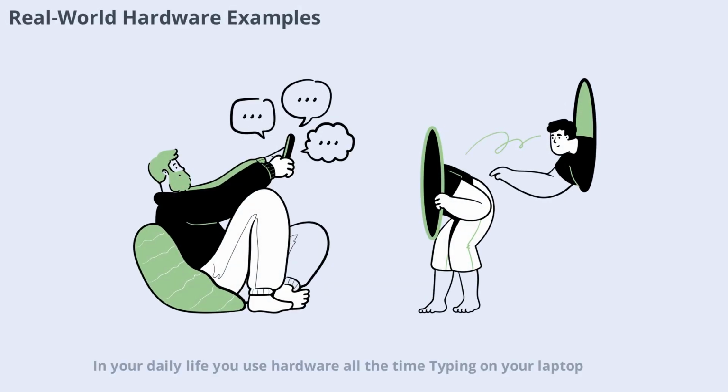In your daily life, you use hardware all the time. Typing on your laptop, printing a document, or saving photos on a memory card, all these actions involve different types of hardware. Recognizing these parts helps you understand how computers work and how to use them effectively.